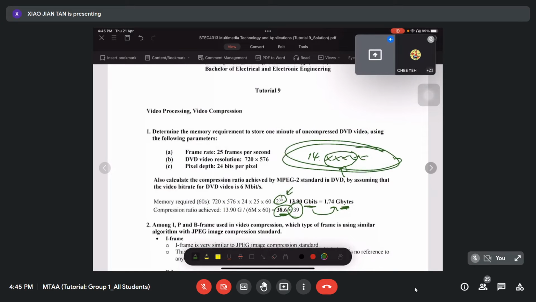So question two, among I, P and B frame used in video compression, which types of frame is using the following parameter? I think this is not something in the lecture notes. I, P and B frame used in video compression, which type of frame is using the same similar algorithm with JPEG? Okay. Anyone want to answer these questions? I think this is okay to put in the chat box. You can either put it in the chat box or you can share screen.